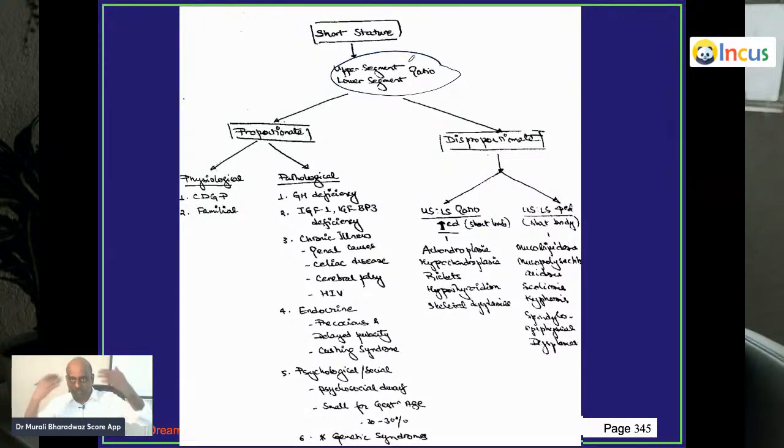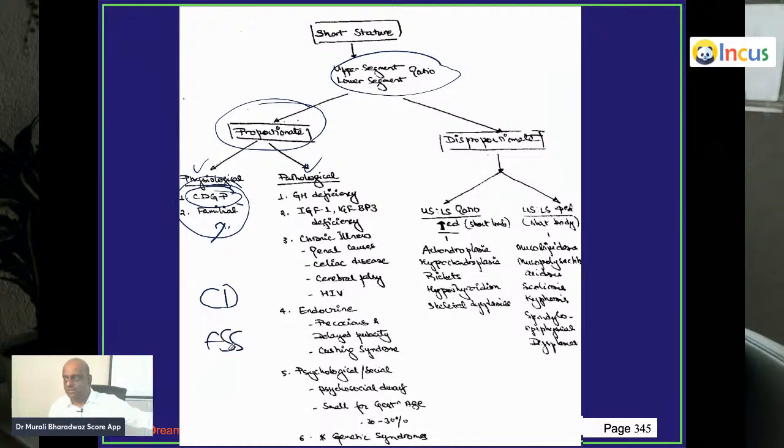Look at the upper segment of the body, lower segment of the body ratio. He is short, but proportionately short. That means there's a shortening of the trunk and shortening of the limb. Then that can be physiological or pathological. Physiological in constitutional delay and familial short stature also. Both of them, it's a proportionate dwarfism. You'll remember, right? Constitutional delay and familial short stature. Both of them are proportionate dwarfism.